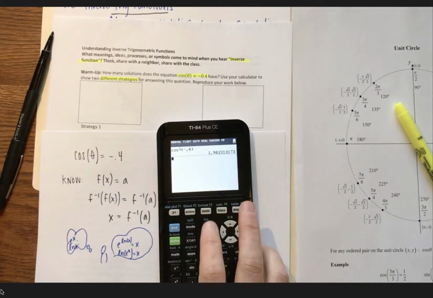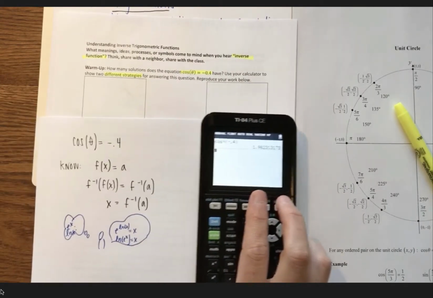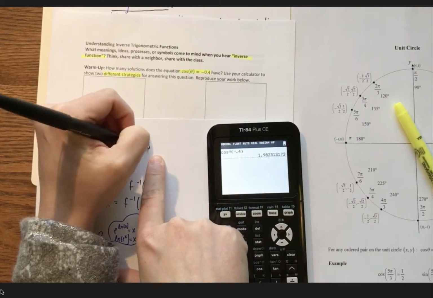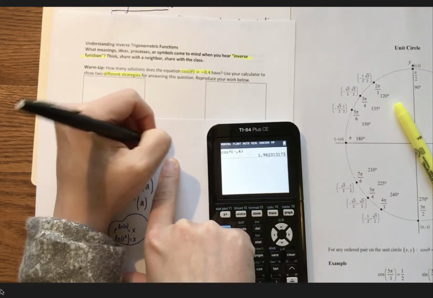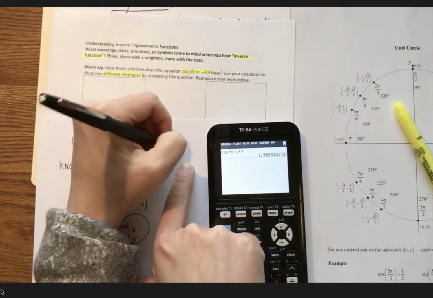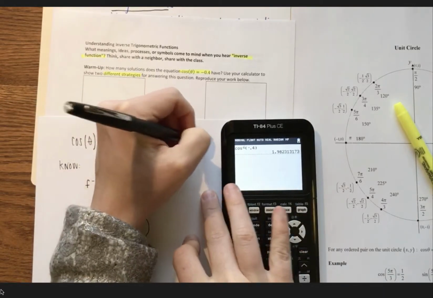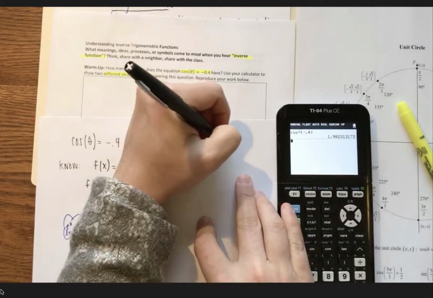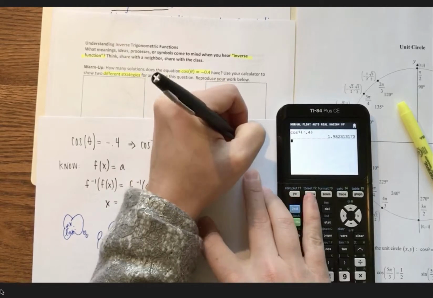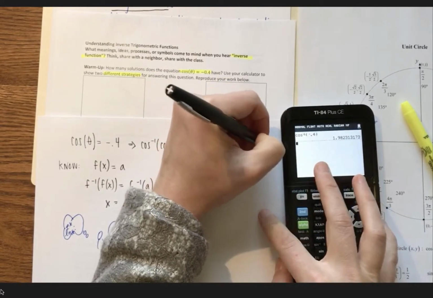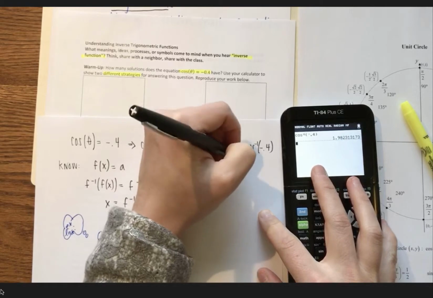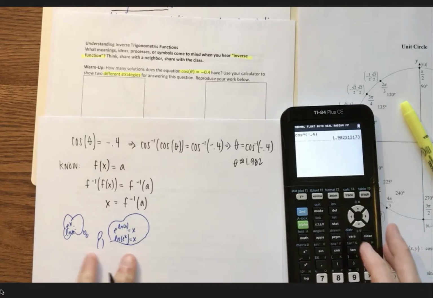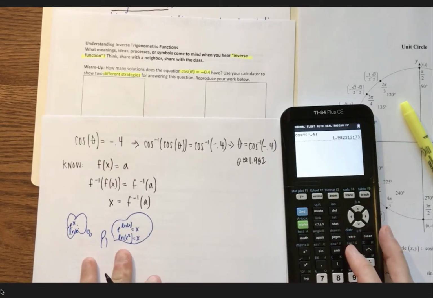It gave me a solution. So in this case, I can write down that solution. I'm going to use double arrows to go across. So I took the inverse cosine of cosine theta equal to the inverse cosine of negative 0.4, which led me to theta is the inverse cosine of negative 0.4, or theta is approximately 1.982. Okay, well, that's one solution.